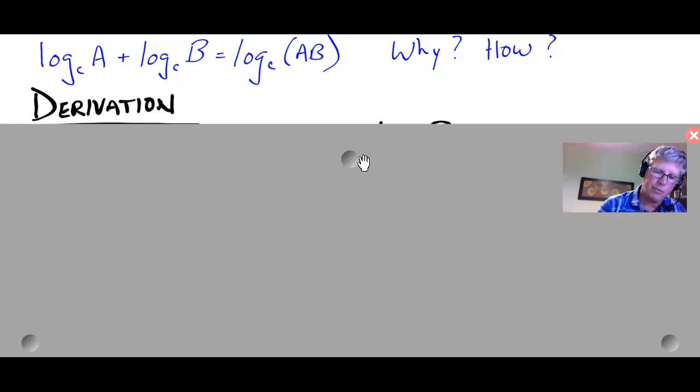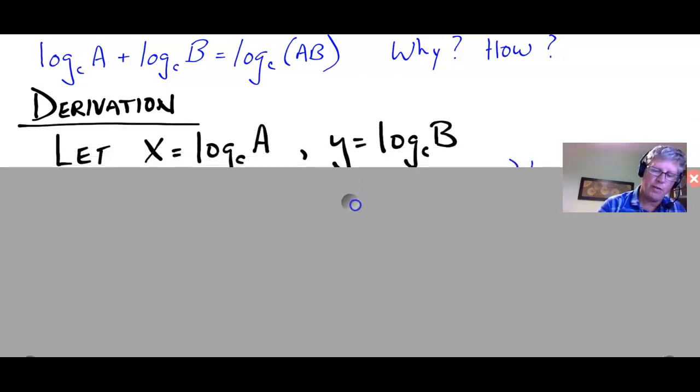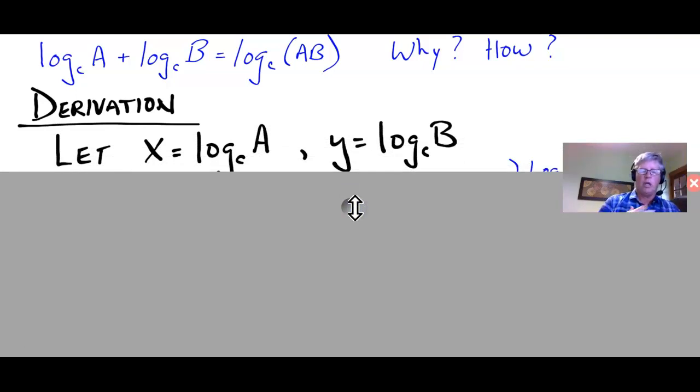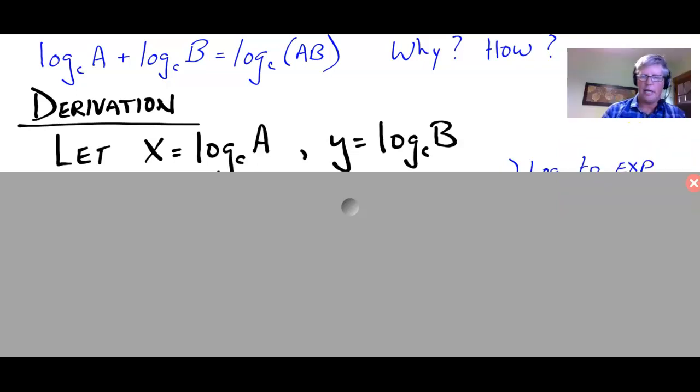So here we go. What we're going to do first is set up the stage. I'm going to let x equal log base c of a and y equal log base c of b. No big deal. I'm going to move my picture, I hope. Maybe I am on the struggle bus with that. I had to get a hammer. All right, so that's easy enough.